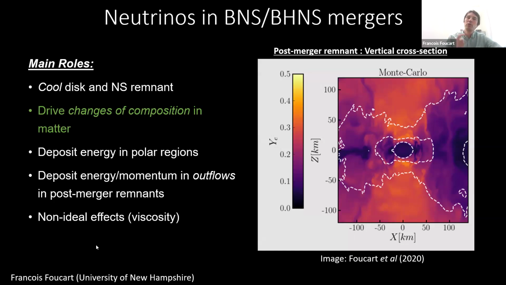slightly out of equilibrium neutrinos in dense regions can play the role of viscosity in the post-merger remnant, especially for the first few milliseconds post-merger when some of the matter is still relatively cool. And that is also a potential impact of neutrinos in these simulations that can impact the collapse times, for example, of these remnants. Okay.